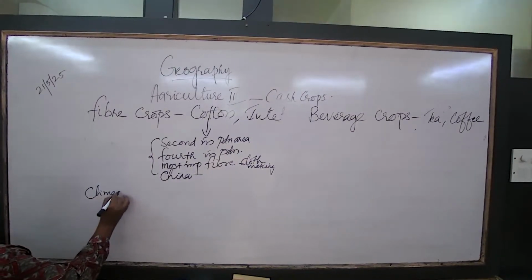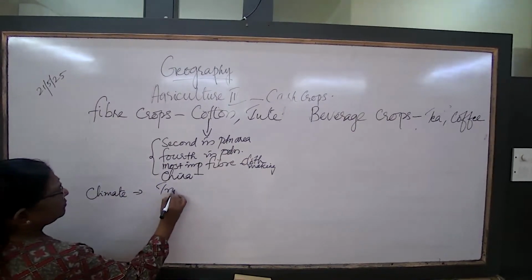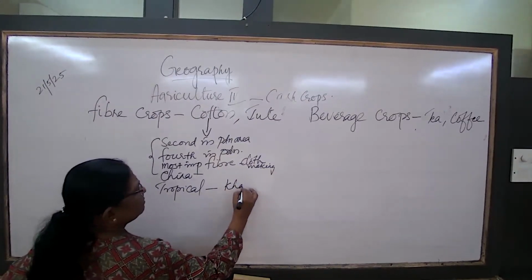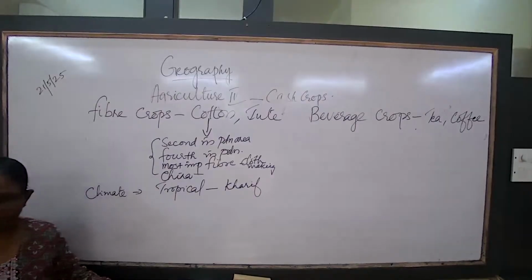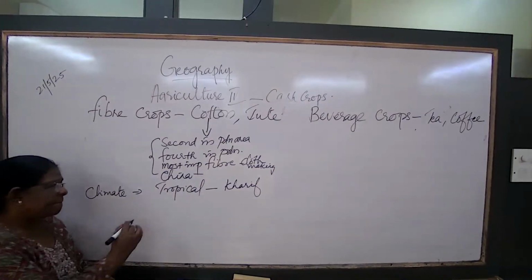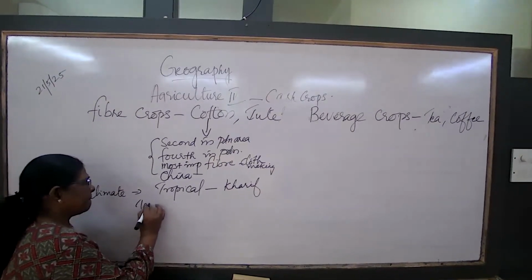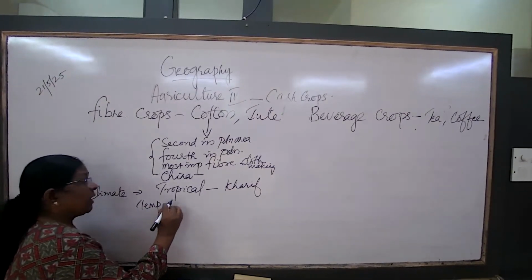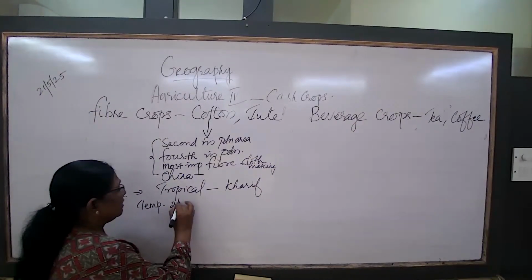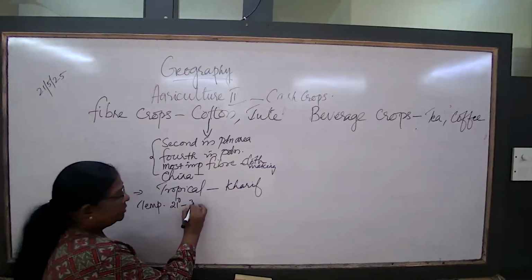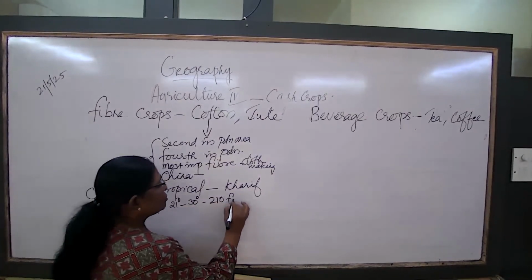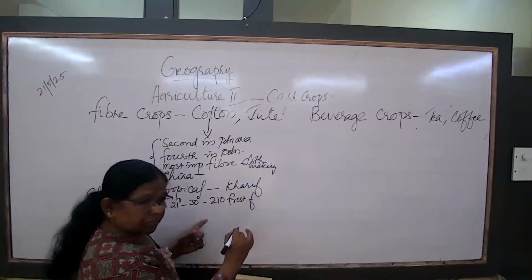Climatic condition: cotton is a tropical crop and raised in India as a kharif crop. Temperature 21 degrees Celsius to 30 degrees Celsius and at least 200 frost free days. These points you have to remember very carefully. 21 degrees to 30 degrees and 210 frost free days? 210 only, no?